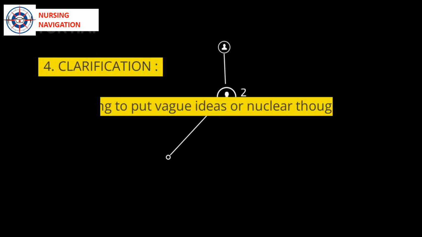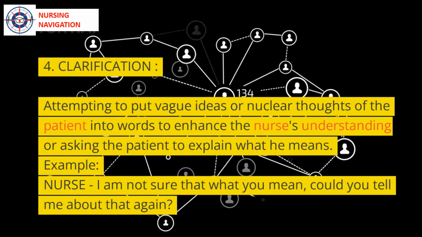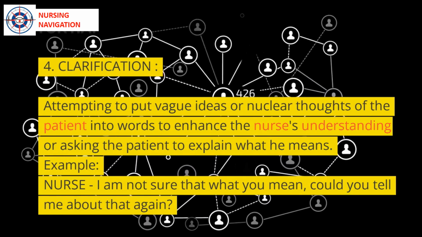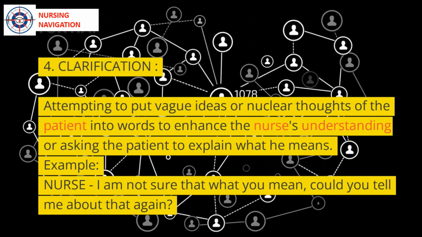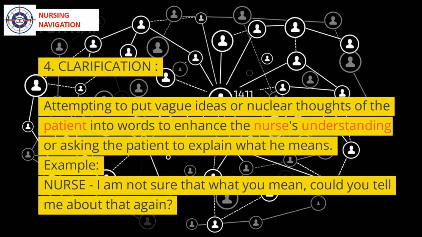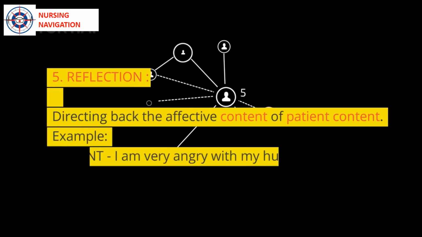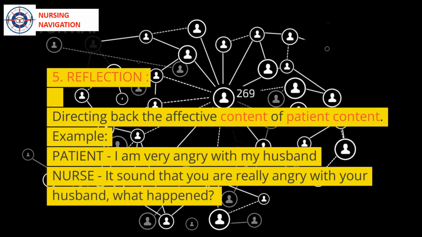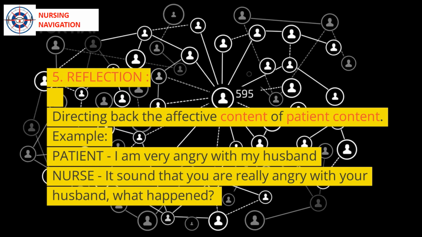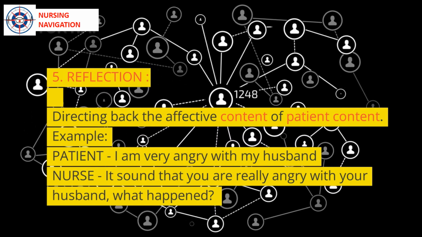4. Clarification. Attempting to put vague ideas or unclear thoughts of the patient into words to enhance the nurse's understanding, or asking the patient to explain what he means. Example: Nurse, I'm not sure what you mean. Could you tell me about that again? 5. Reflection. Directing back the feelings and content of what the patient said. Example: Patient, I am very angry with my husband. Nurse, it sounds like you are really angry with your husband.